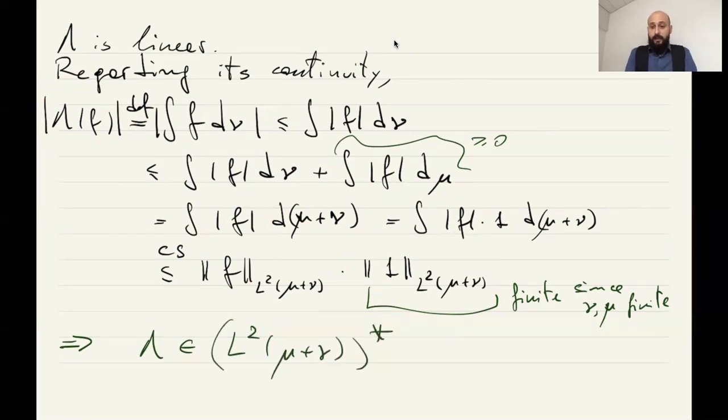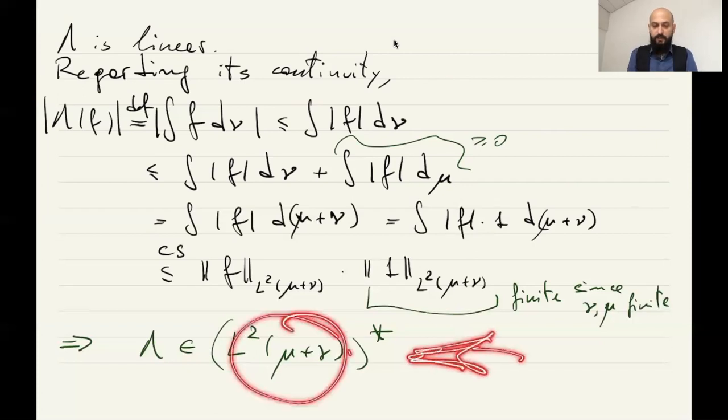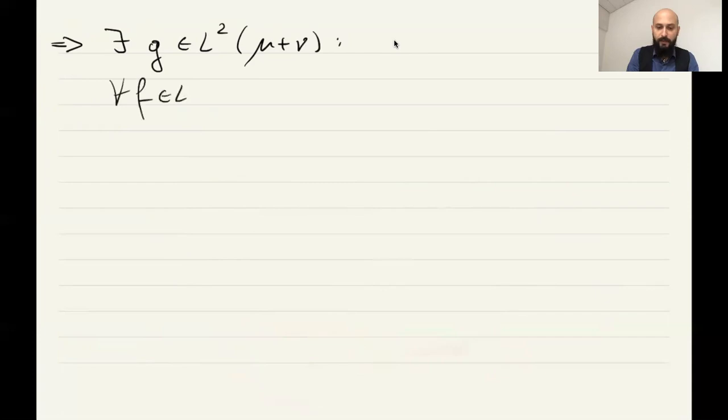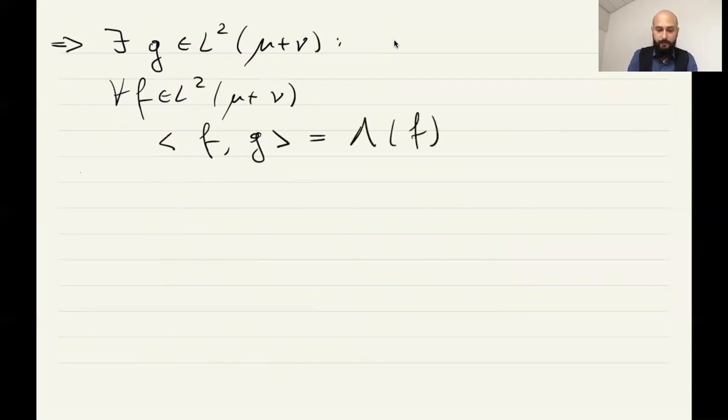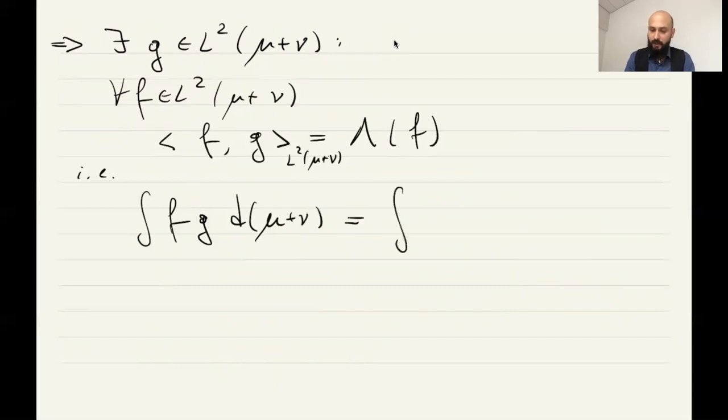Now we know that this space is a Hilbert space, and the dual is equal to the space when we identify vectors with the scalar product that they induce. In other words, now we know that there exists some function g in L2 of mu plus nu, such that for all f in L2 of mu plus nu, the scalar product of f and g is equal to this linear operator lambda of f. In other words, the integral of fg with respect to the measure mu plus nu is equal to lambda of f, which was the integral of f d nu.